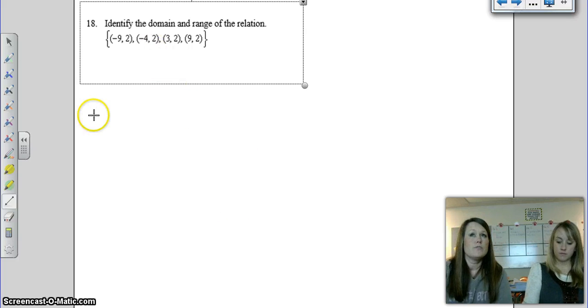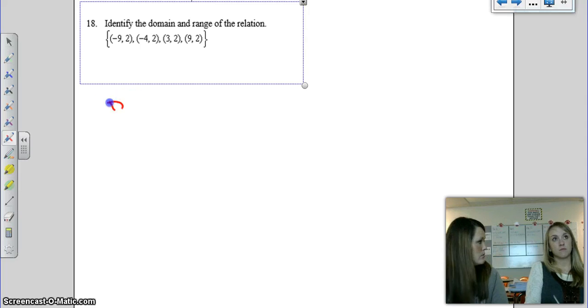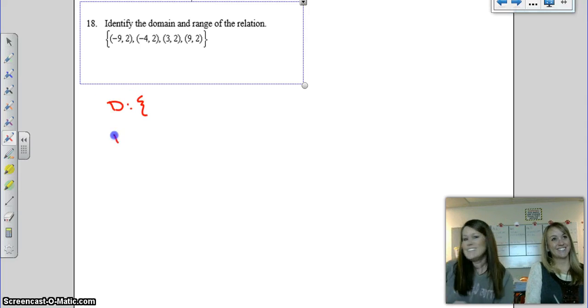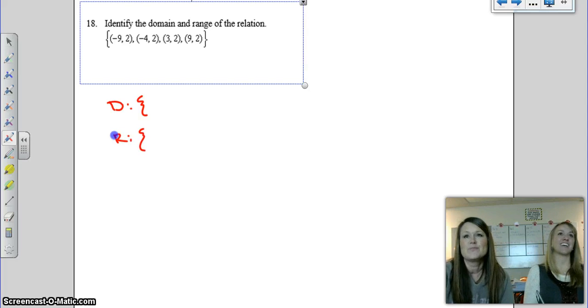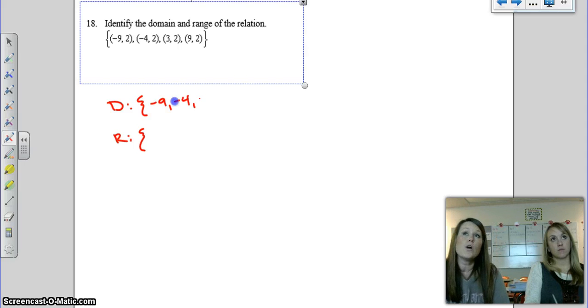Identify the domain and range of the relation. Okay. This is easy. So I'm going to write D with braces. And then my domain is always the first value, the X value, and I'm going to put it in order. So I see -9, -4, 3, and 9, and they're in order. So -9, -4, 3, and 9. Okay, and then you close it.